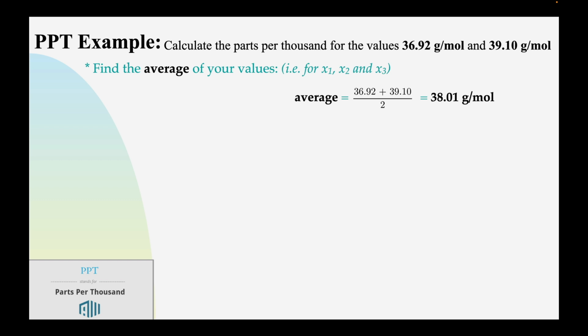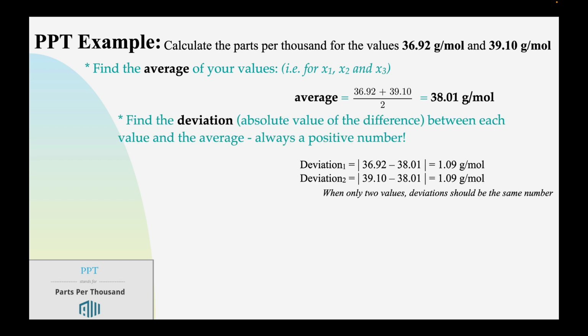That looks reasonable. You're kind of halfway between the 36 and the 39 number, so that seems reasonable. Next, you want to find the deviation, which is the positive difference between your average and the individual values. So again, you can see how I've set it up there.